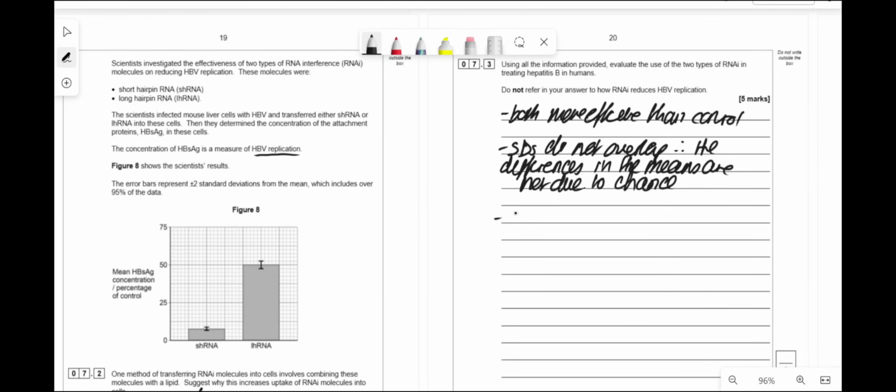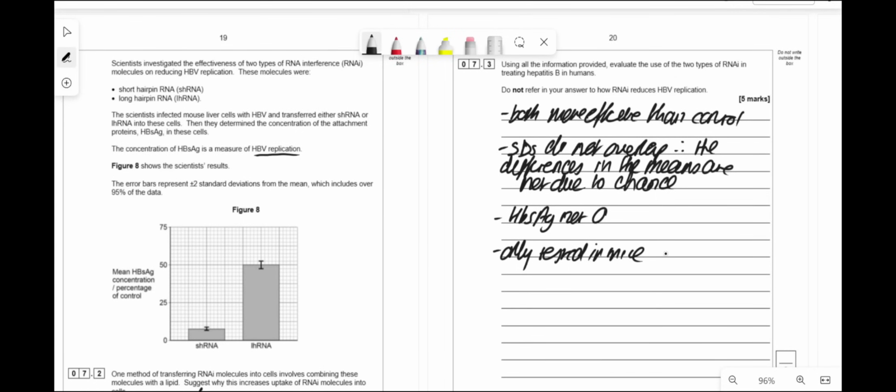Now, obviously, we need to talk about the problems of this. If we want hepatitis treatment, we want all of it to be gone, not just reduced. So HBsAg is not 0 here, so it doesn't get rid of all of it. As well as that, are we testing it in humans? Are we testing it in petri dishes? Are we testing it in animals? You can see they've only tested in mice in this question.